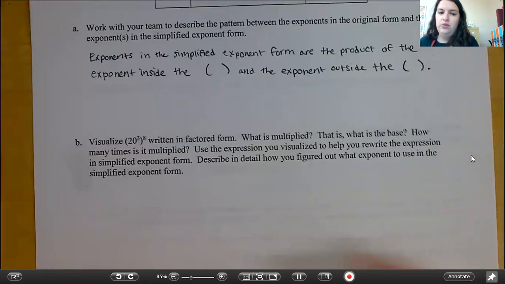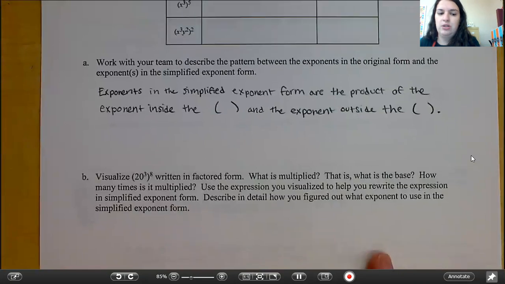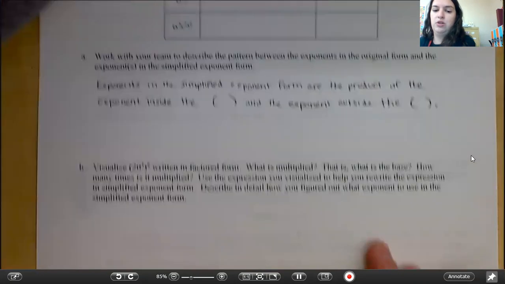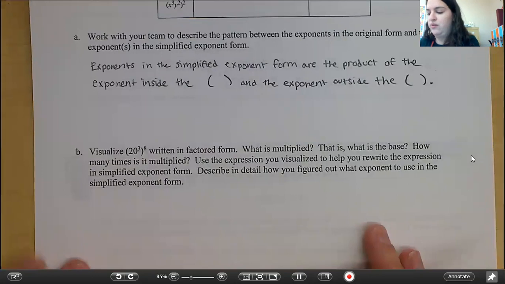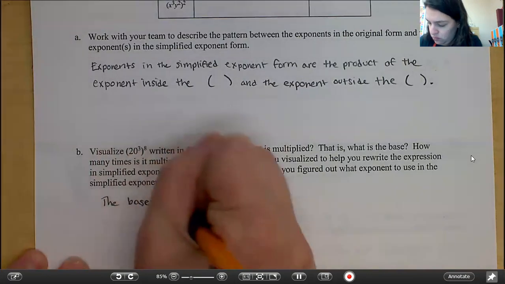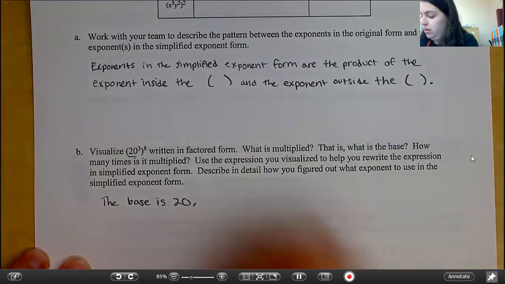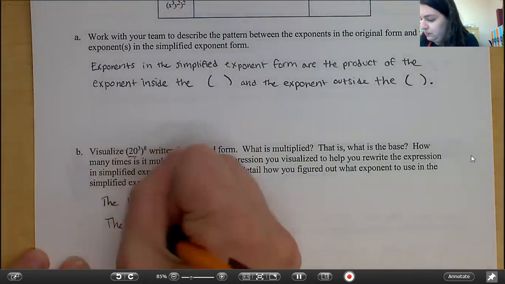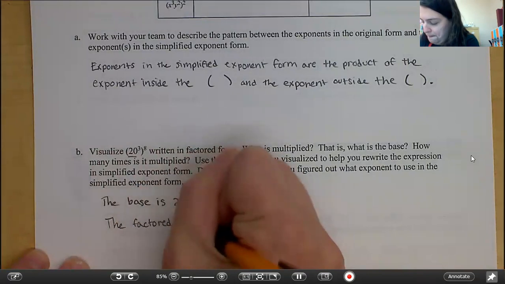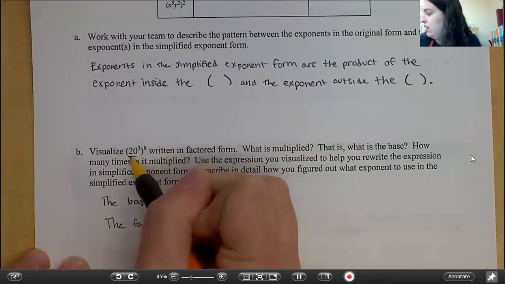B says, visualize 20 to the third to the eighth written in factored form. What is multiplied? That is, what is the base? How many times is it multiplied? Use the expression visualized to help you rewrite the expression in simplified exponent form. Describe in detail how you figured out what the exponent to use in the simplified exponent form. So the base is 20. Okay, that's your base, that number right there. The factored form would be 8 groups of 20 to the third.